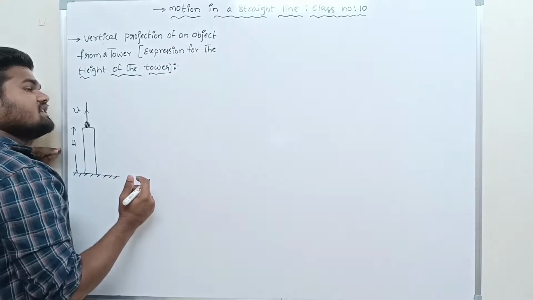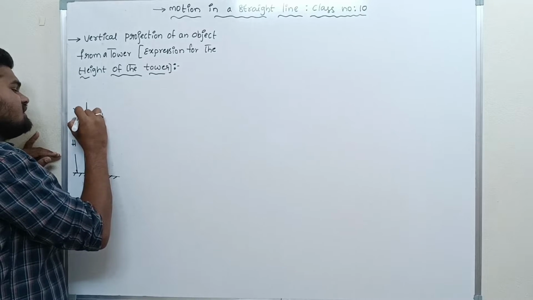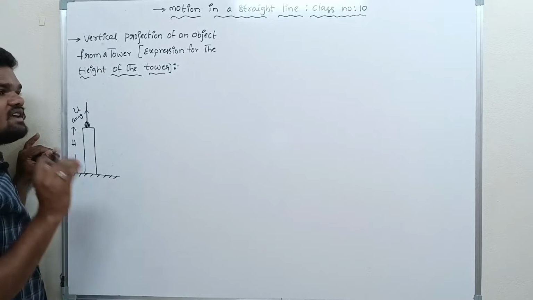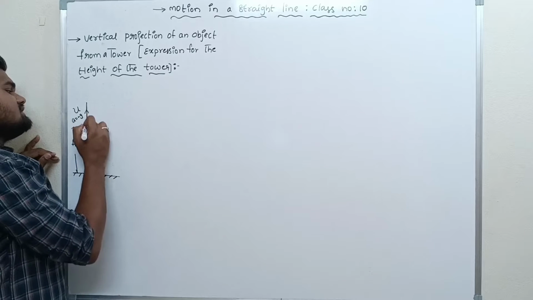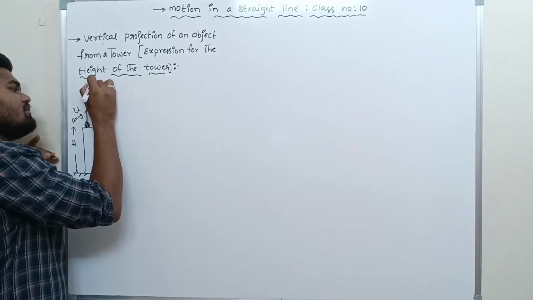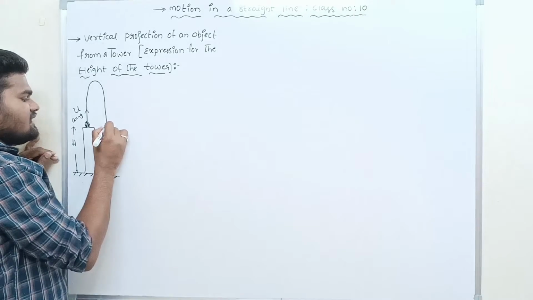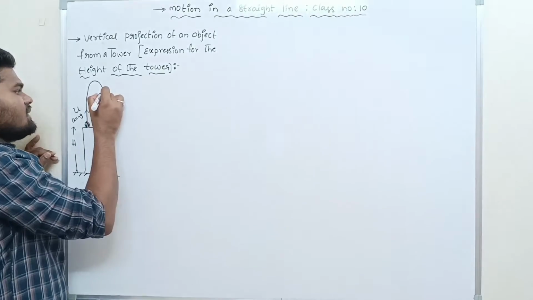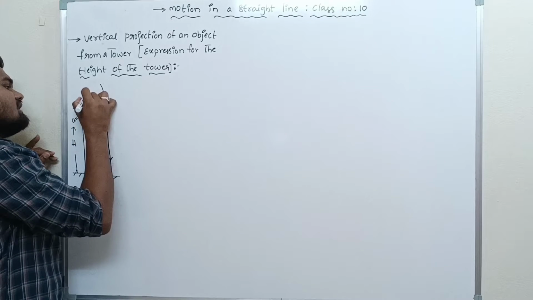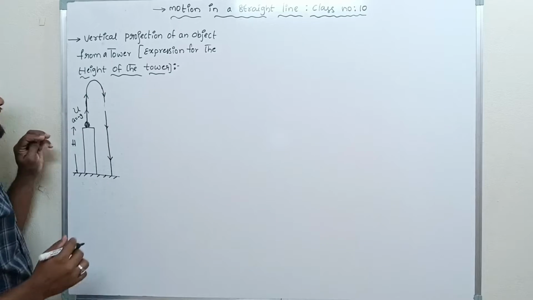Whenever the object is moving away from the ground, its acceleration due to gravity is minus g. Now we projected an object from the top of the tower, and it moves upward. After reaching the maximum height, the object again moves towards the ground like this. Just draw this diagram like this. So this is the diagram.